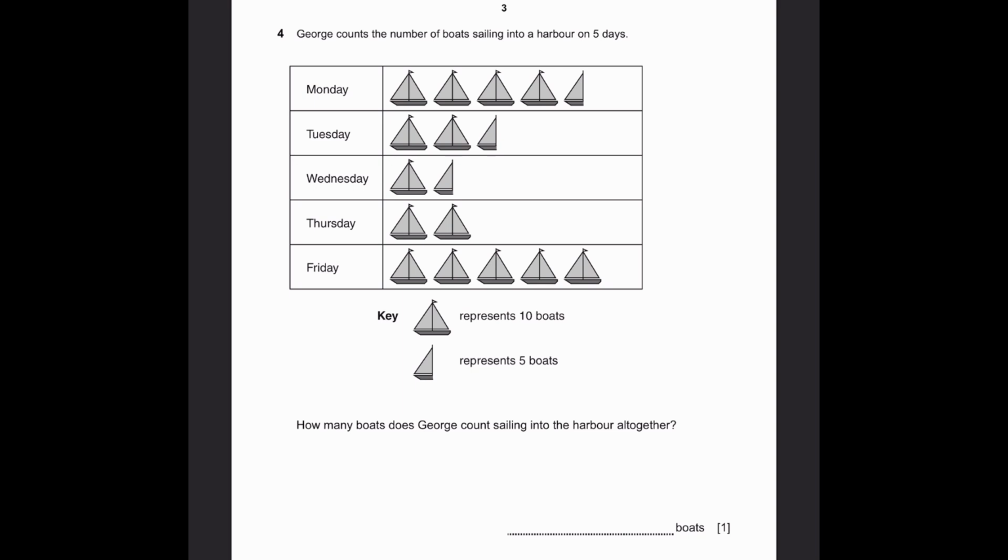Question 4. George counts the number of boats sailing into a harbor on 5 days. This represents 10 boats. This represents 5 boats. On Monday to Friday. How many boats does George count sailing into the harbor altogether? So over here we have 45, 25, 15, 20, and 50. So when we add these, 45 plus 25 plus 15 plus 20 plus 50, we get 155 boats. That's the answer.